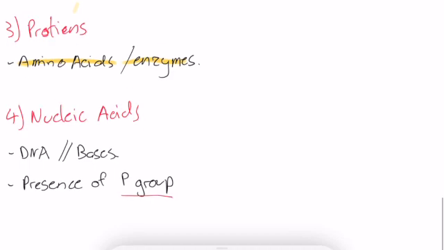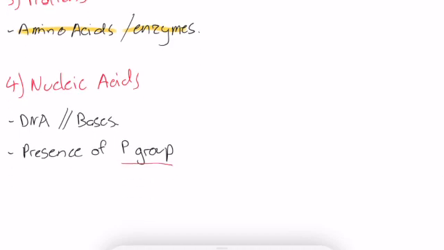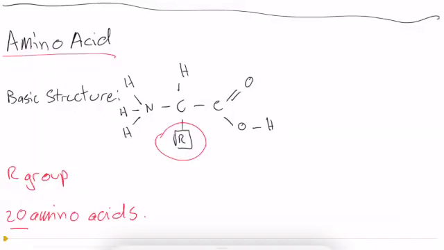And finally, we have nucleic acids, so DNA or nitrogenous bases. And we know these can be most notably defined through the presence of that phosphate group. So if we ever need to recognize one, that presence of the phosphate group will allow us to do so.